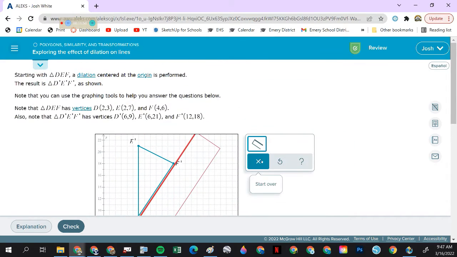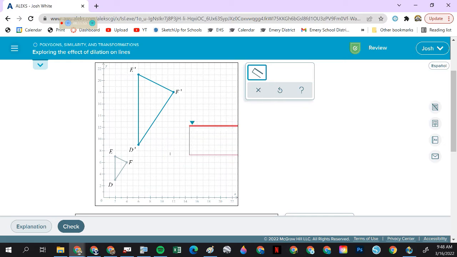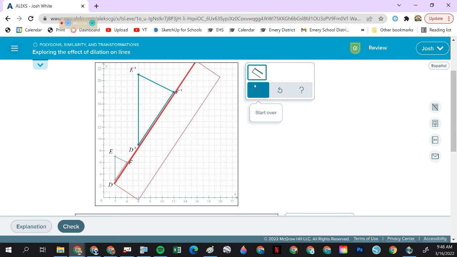Now let's look at E and F. So we look at E and F, and we also look at E prime and F prime. Does that line pass through the center of dilation? No. So what we're learning here is any line on the original figure, when extended, that would hit the center of dilation, the other line in the dilated figure is going to be along that same line. But if it doesn't, then the lines will be parallel.